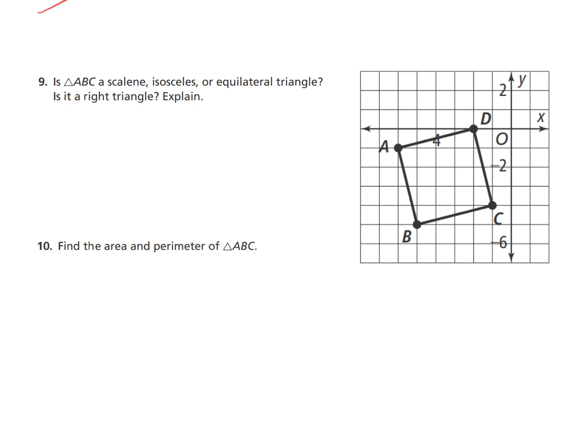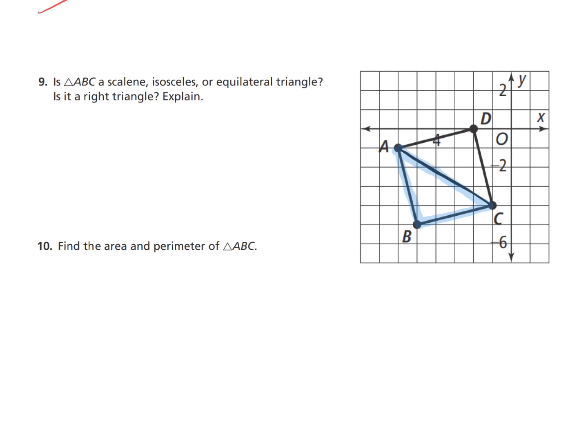All right, so number 9 says, is triangle ABC a scalene, isosceles, or equilateral triangle? So when I look at the picture, we're going to create triangle ABC. I can just see that we're going to go ahead and connect A to C. And now we can actually see the triangle that we're talking about, A, B, C. So there's triangle ABC.